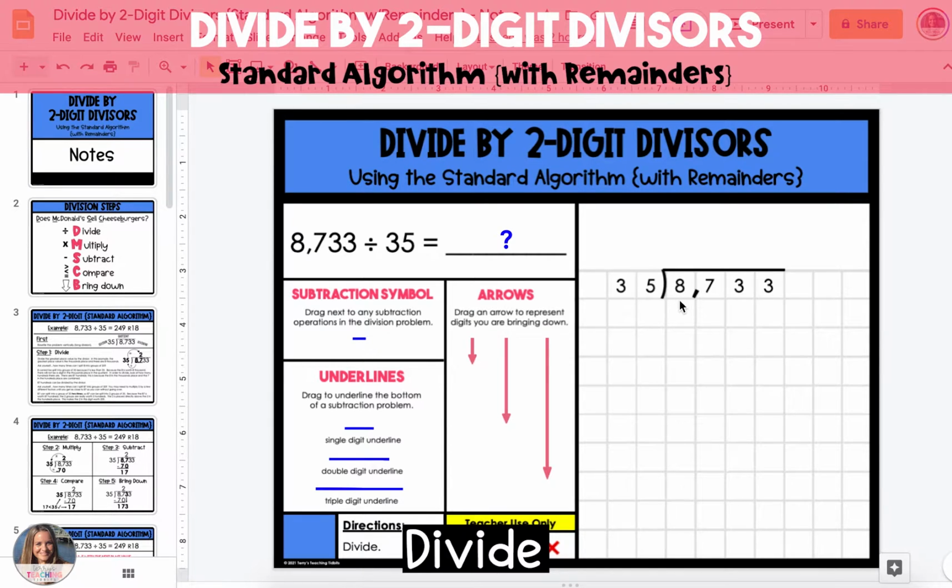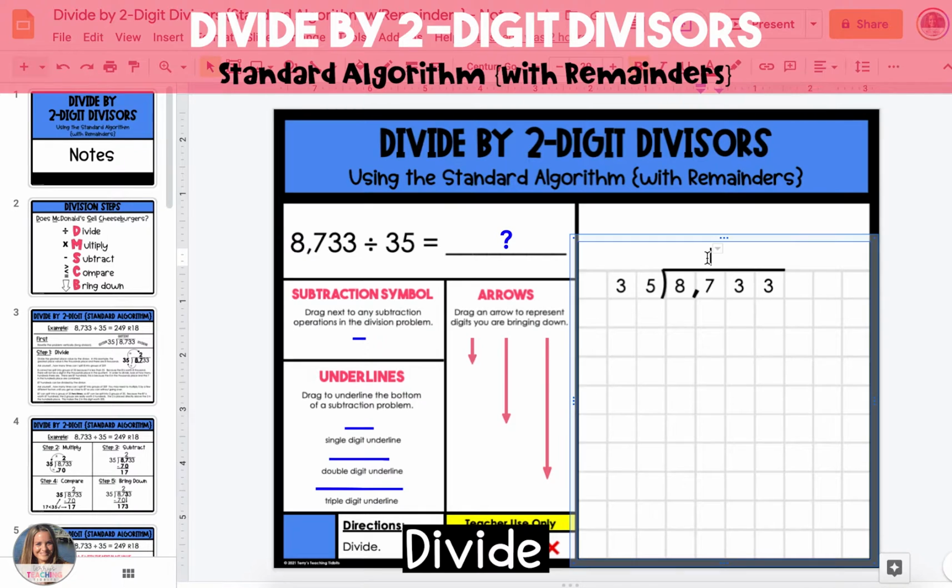The greatest place value is the 8 in the thousands place, but 8 cannot divide by 35 because it is less than 35. So we're going to look at the 8 thousands along with the 700s, and we're going to look at it as 87 hundreds. So we'll divide 87 hundreds by 35.